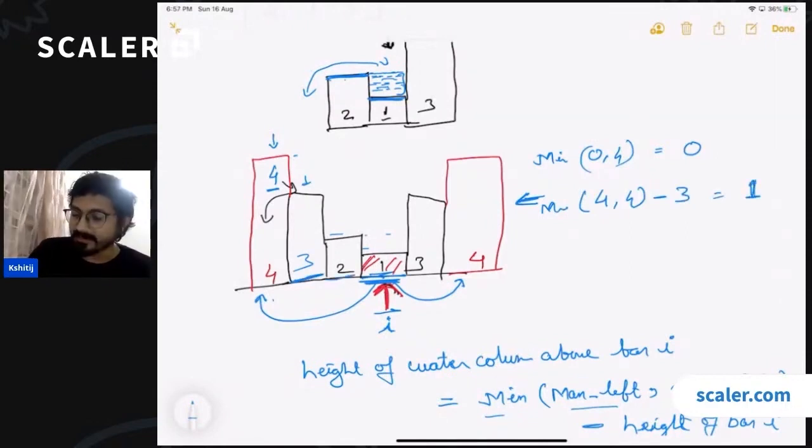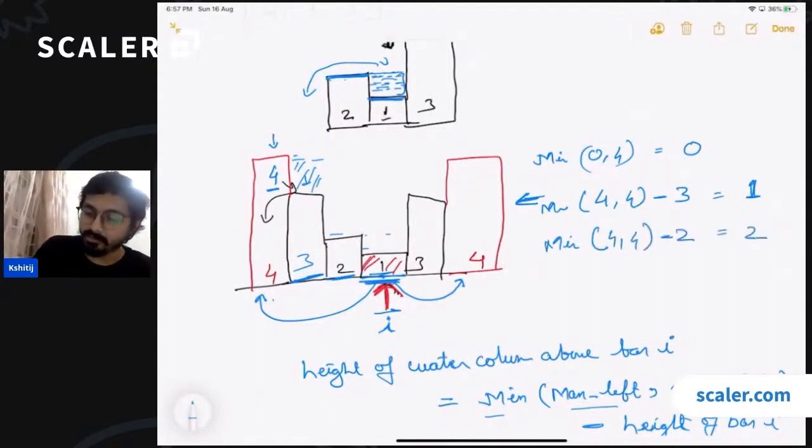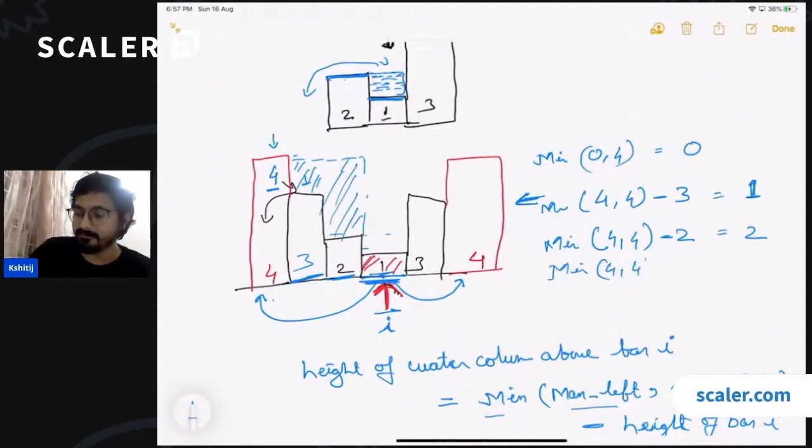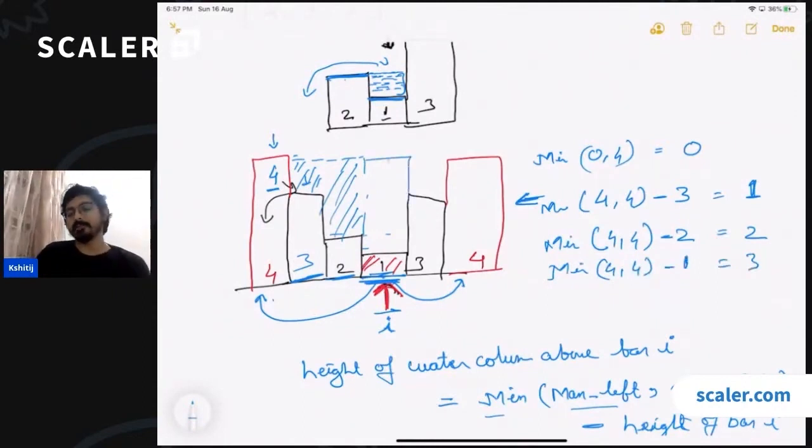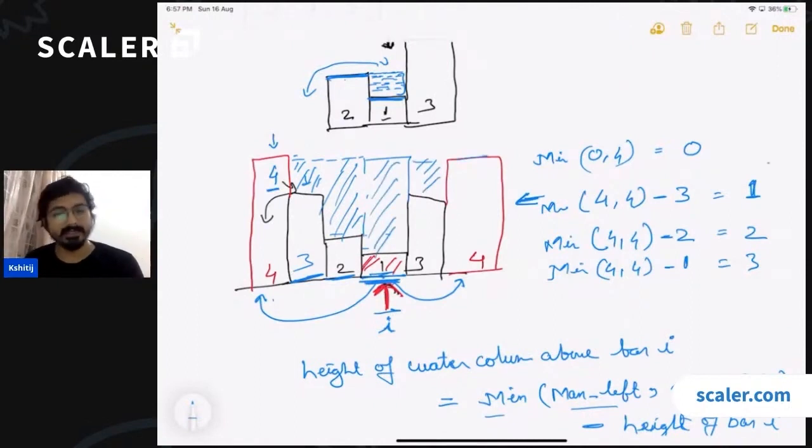Then in the next building, we will be checking the minimum of the left max, which is still 4, and the right max, which is still 4. Building size is 2. So we get 2 units of water above this. Similarly, for the next building, left max and right max are again 4 and 4. Building height is 1. So we get 3 units of water above this. Similarly, we'll be doing it for this and this as well. And once we add all these values, we'll be getting the answer.